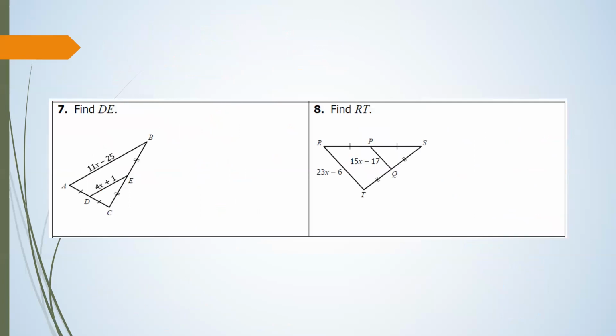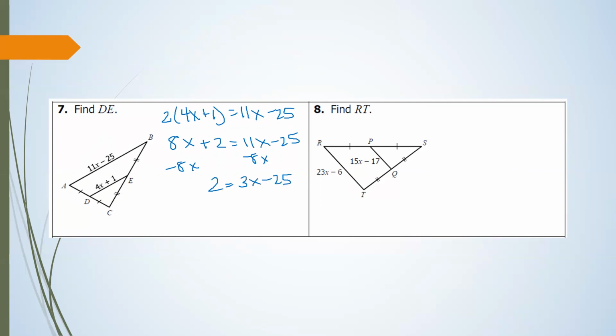Okay. Then they might get tricky on us, and instead of finding x, they're asking us to find a length. It's the same idea. You're going to find x, so 2 midsegments equals the side that it's parallel to. Distribute your 2. I'm going to subtract 8x from both sides. Add a 25 to both sides. And divide both sides by 3. We get x equals 9, which is wonderful.